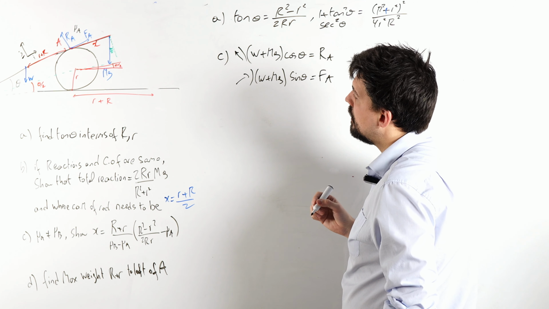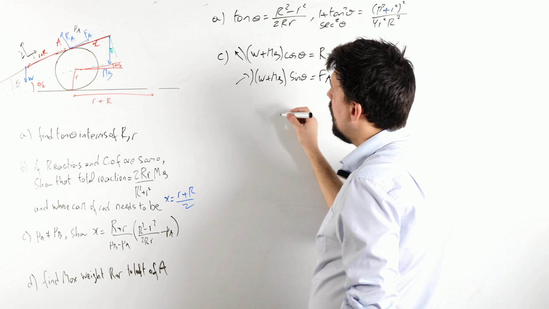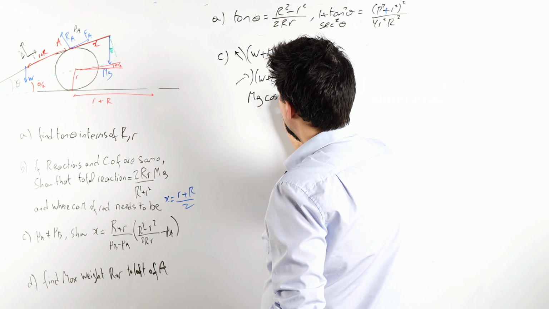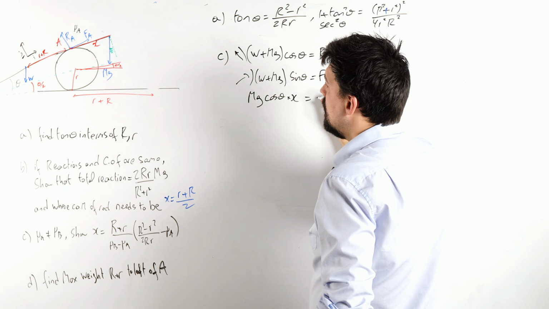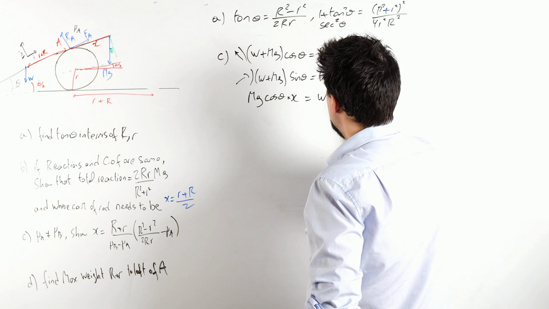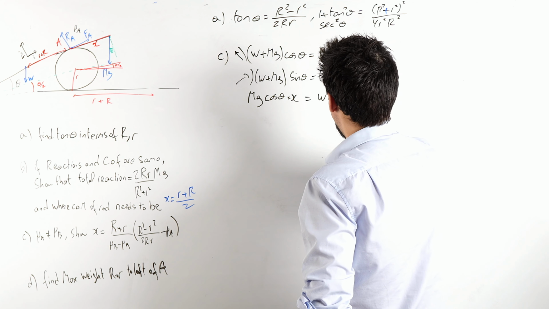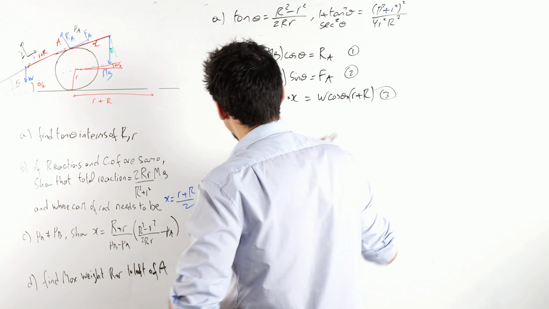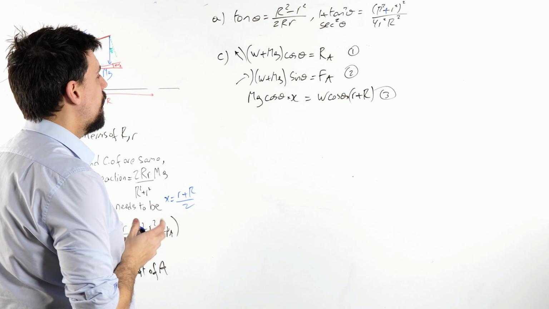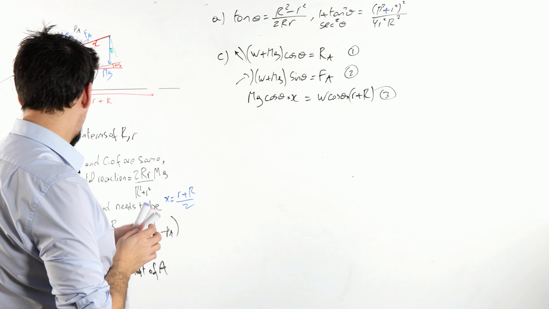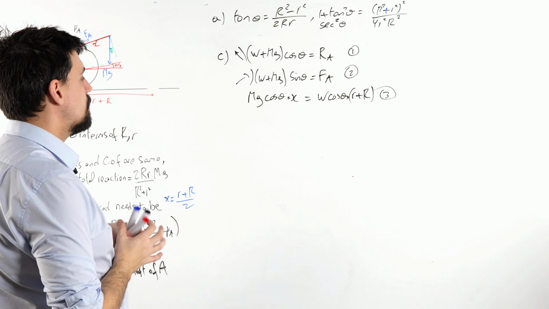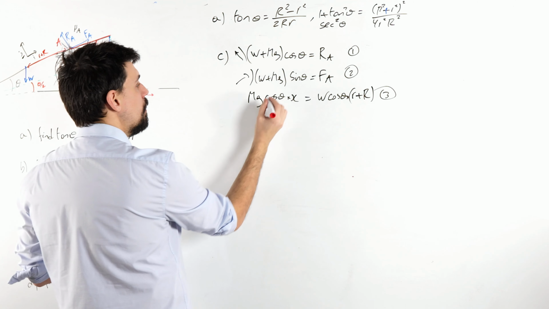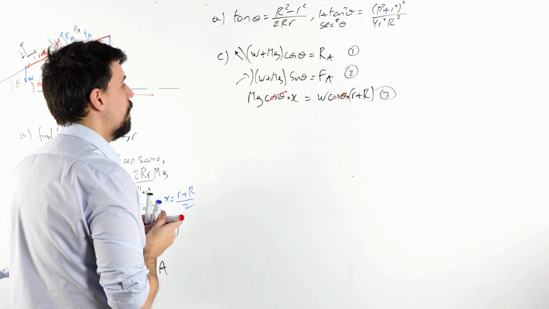And then we can look at turning effects. What have we got? I've got the mg cos theta times x is equal to W cos theta times R plus R. I'm not entirely sure which ones I'm going to use yet, but let's just see what we got. So we want to find the maximum weight. So we want to find W. What we are trying to solve for is W. What's quite nice here is that the cos thetas go away.